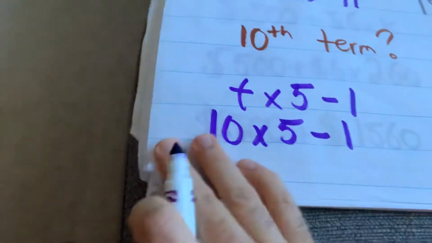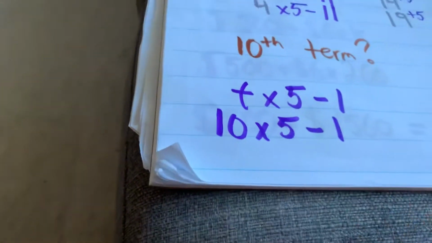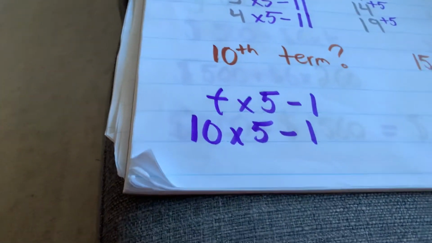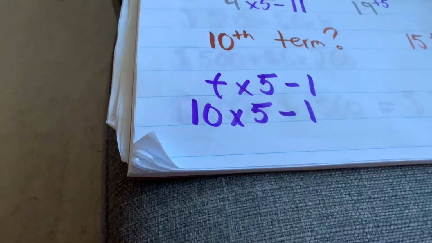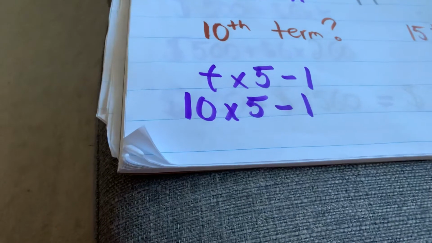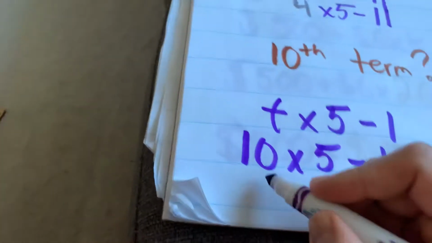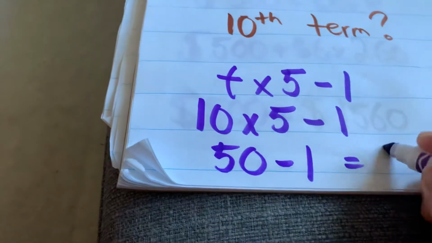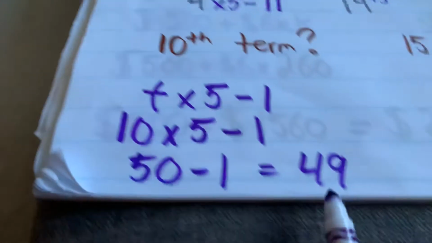I'm just going to move my chart paper here. So I have 2 operations to do. I have 10 times 5, and I have 5 take away 1. Order of operations tells me I do multiplication before I do subtraction. So 10 times 5, that's 50. Take away 1 equals 49. So the 10th term in this pattern is going to be 49.